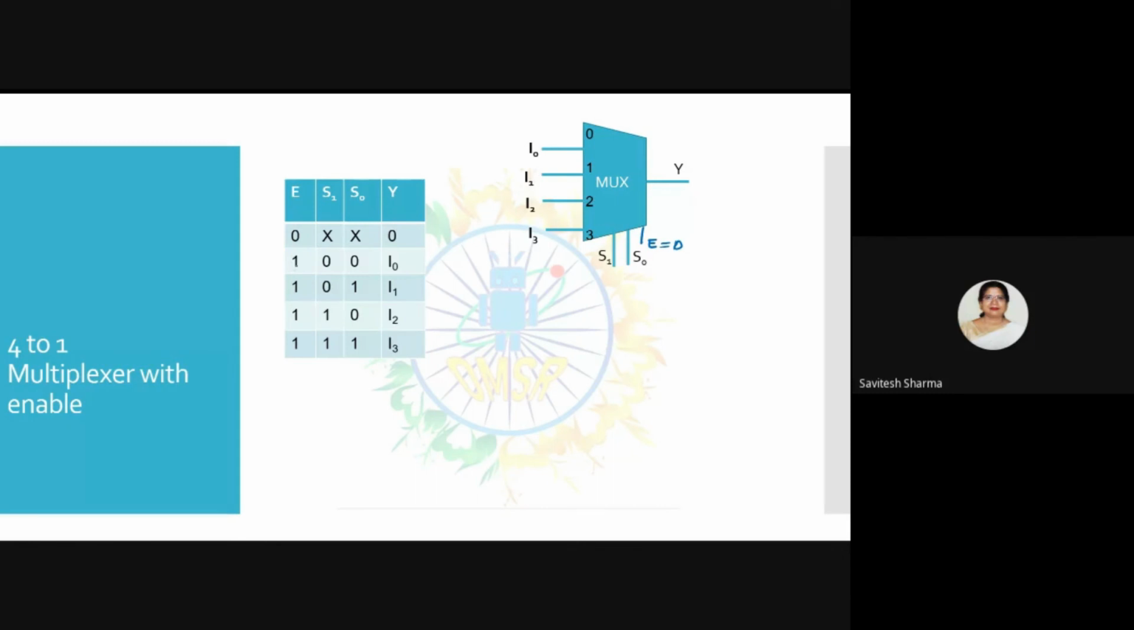You see, for E equal to 1, the truth table is same. I already told you. But if E is 0, output will be 0. You see, no input will appear at the output, whatever the select lines are. So I am writing don't care. If E is 0, it will not see select lines. I am showing you don't care. Output will always be 0. So this case I included here.